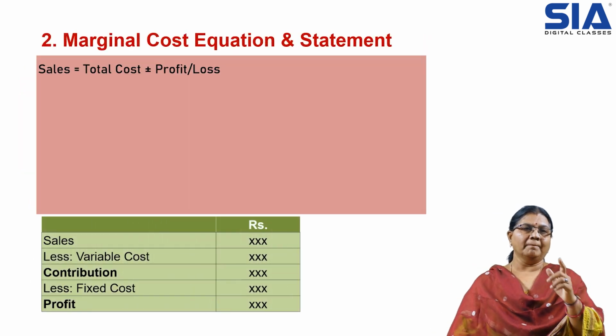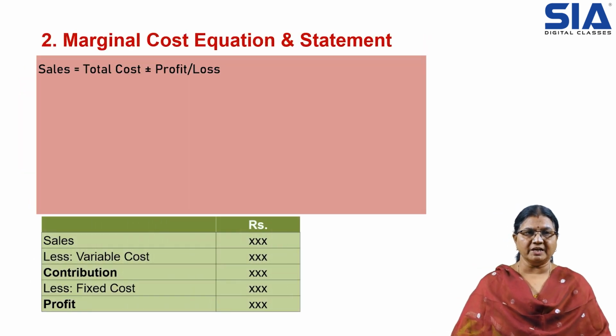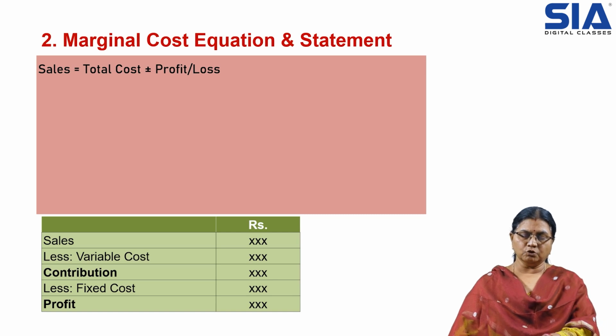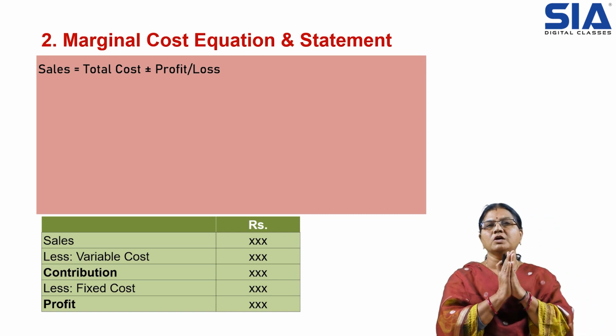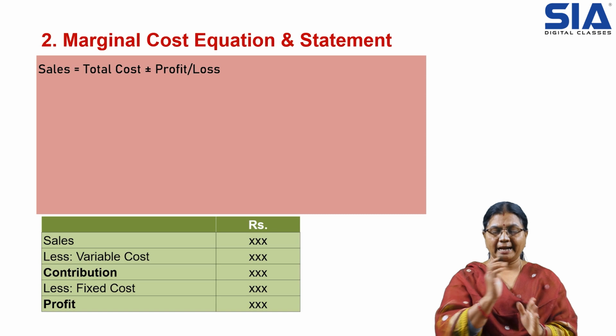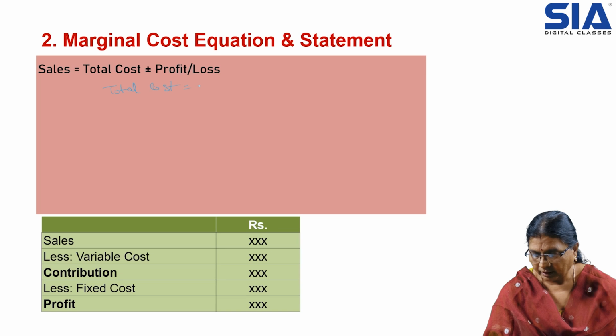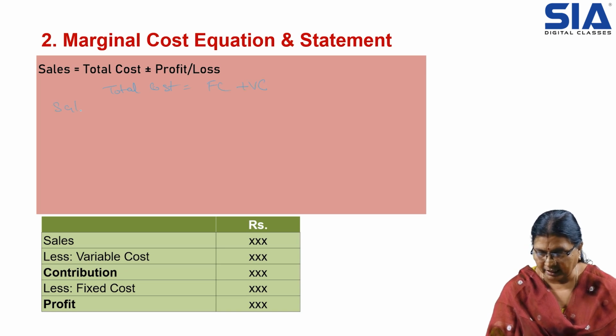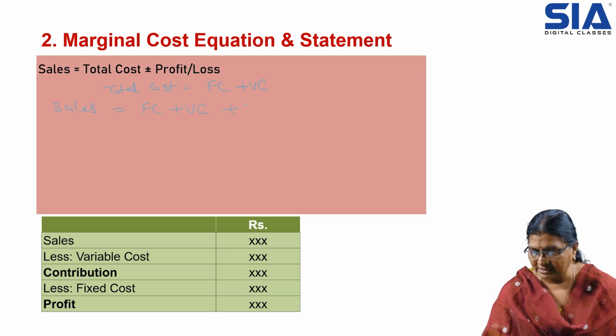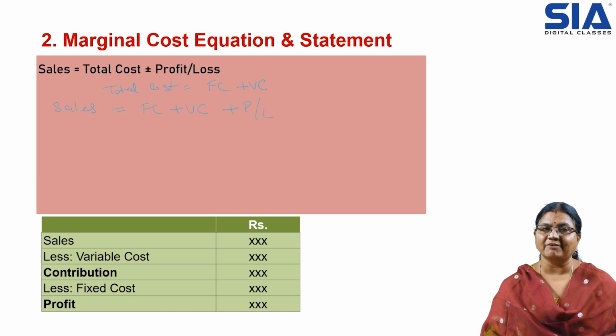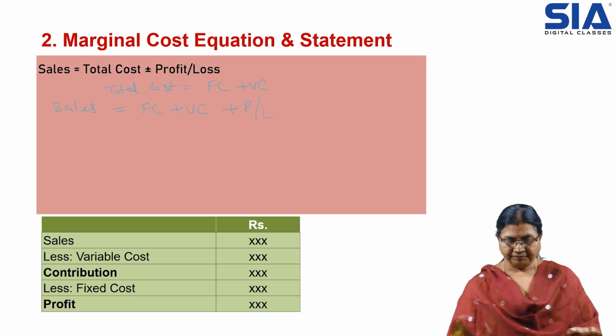Then the marginal cost equation, that is sales is equal to total cost. As I told you, cost includes variable cost and fixed cost. What is total cost here? Total cost is equal to fixed cost plus variable cost. So sales is equal to fixed cost plus variable cost plus profit. If it is a loss, we have to minus the loss.